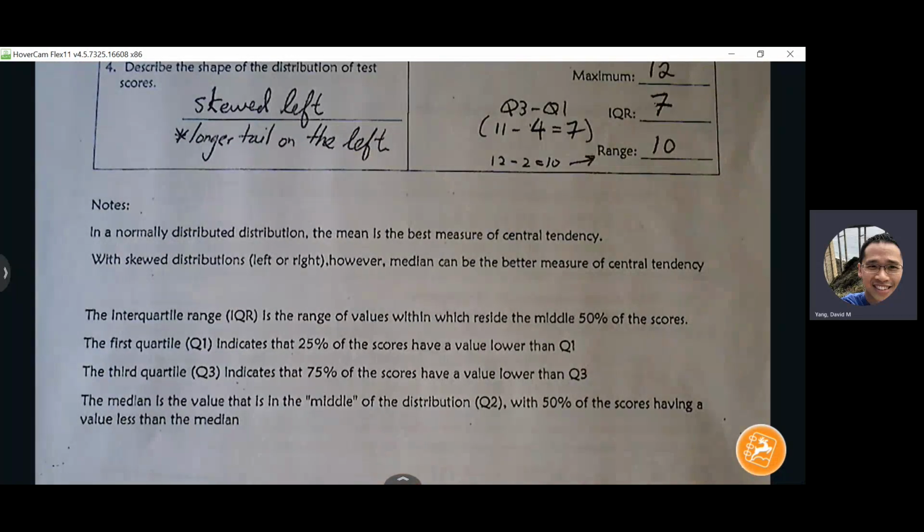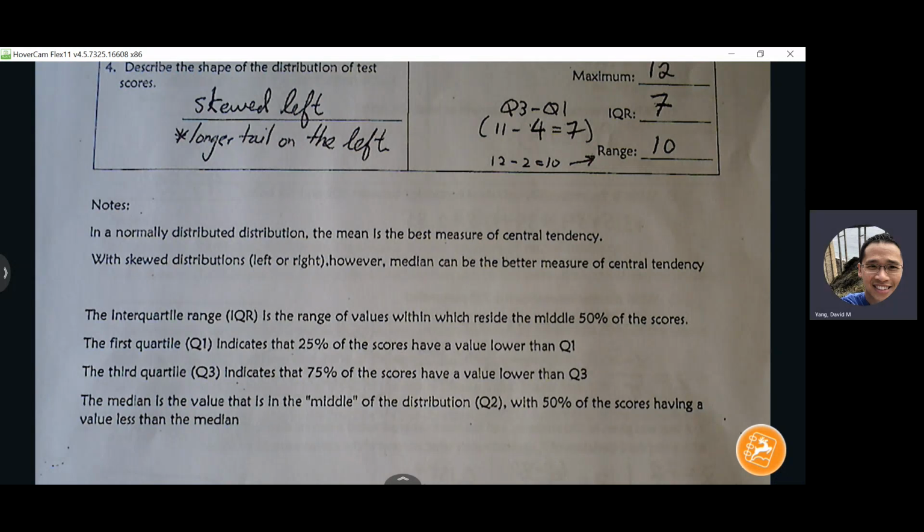Here are some notes that are helpful. In a normally distributed distribution, the mean is the best measure of central tendency because everything is balanced. So mean is a good fit, but if there's any sort of a push left or push right, mean is going to be heavily influenced. So median can kind of stand the test of the data being pushed left and pushed right. So median is a better measure of central tendency if your data is not centered nicely.